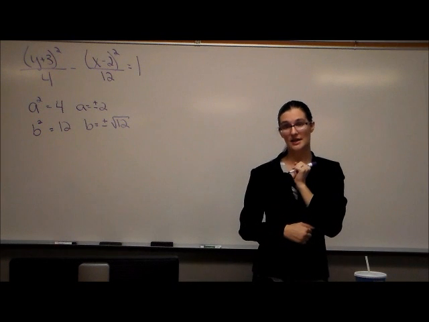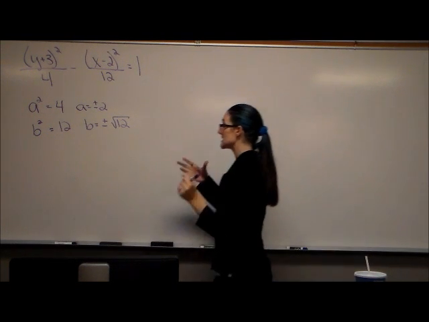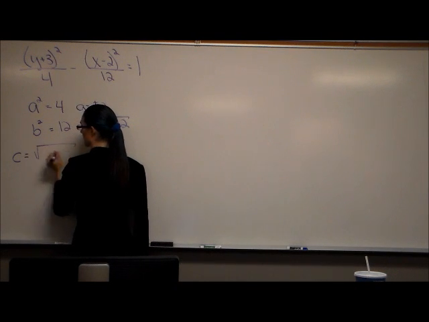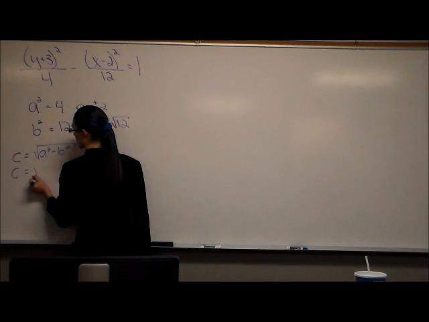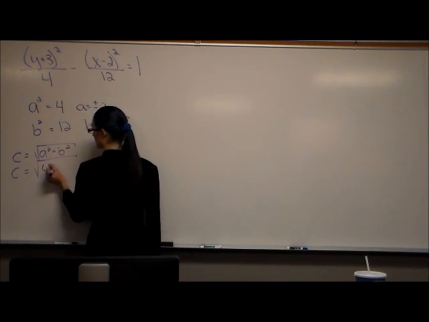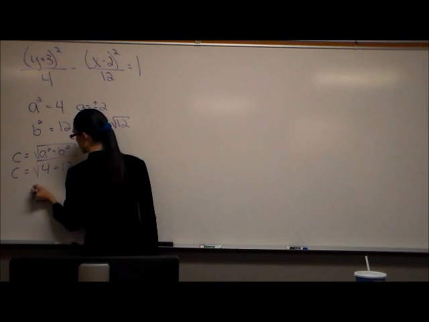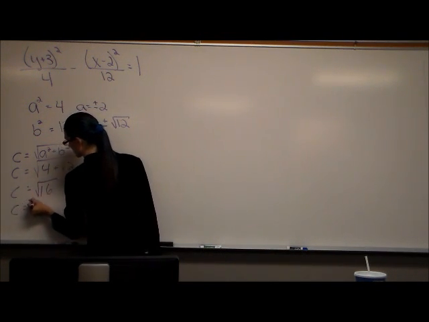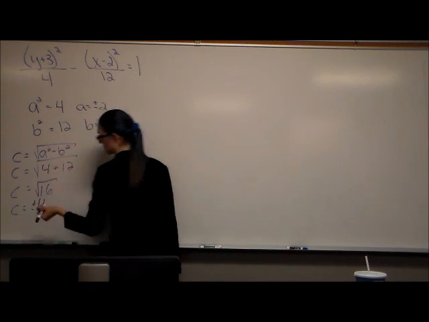They're not always going to come out nice and pretty. C, we've got to use our formula. C equals the square root of A squared plus B squared. So C equals the square root of 4 plus 12, which is the square root of 16, which is plus or minus 4.